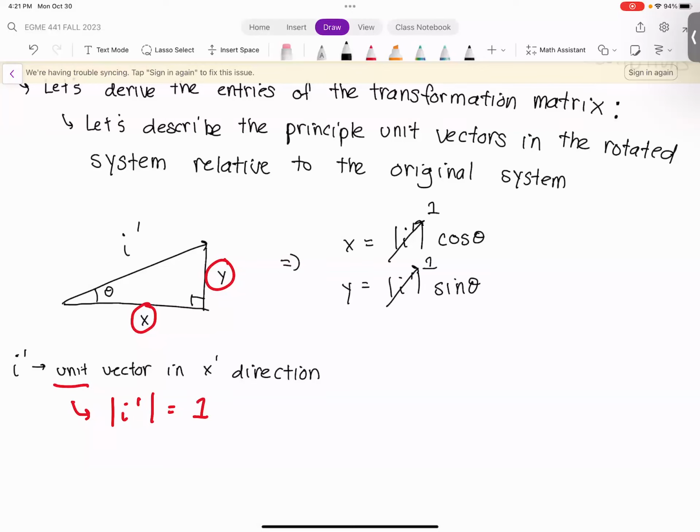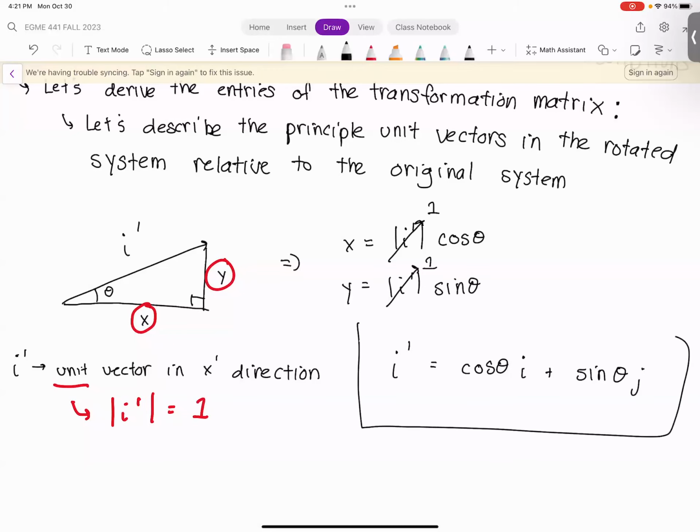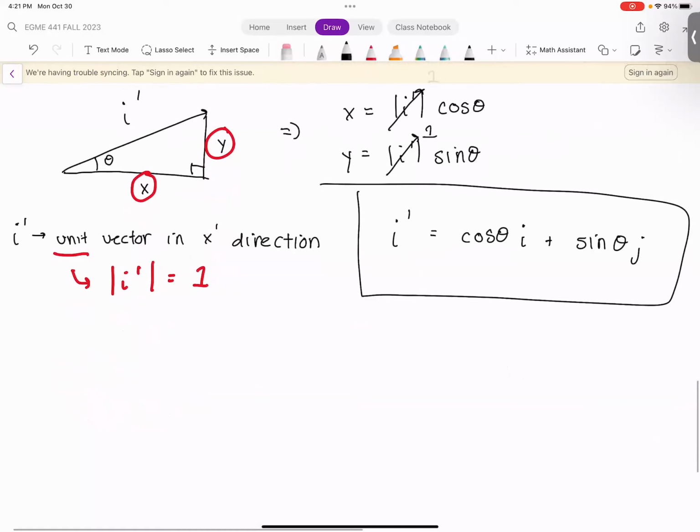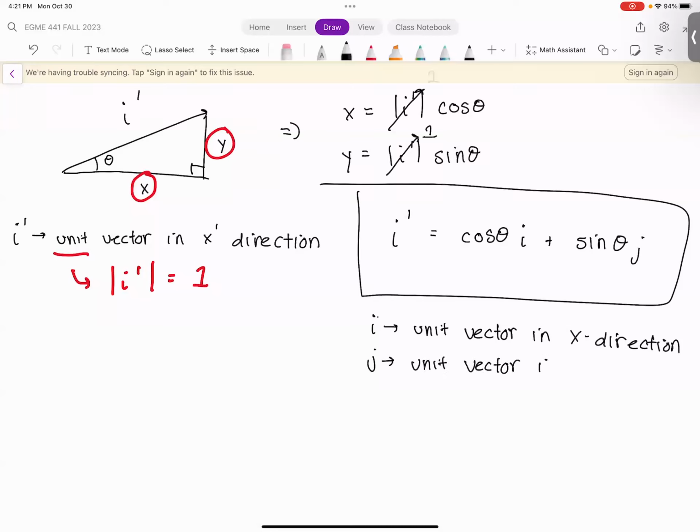If we use vector addition here, we can say that, because x here is a unit vector in the original x direction and y here is a unit vector in the original y direction, i prime is equal to cosine of theta times i plus sine of theta times j. i is a unit vector in the x direction, and j is a unit vector in the y direction.